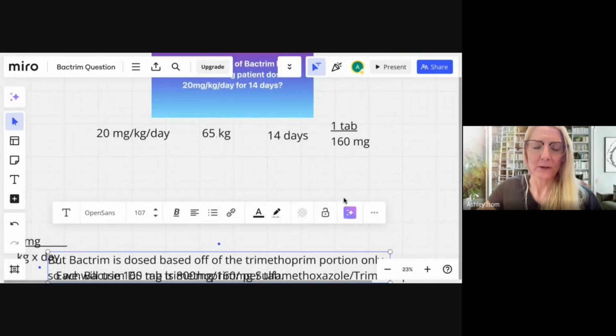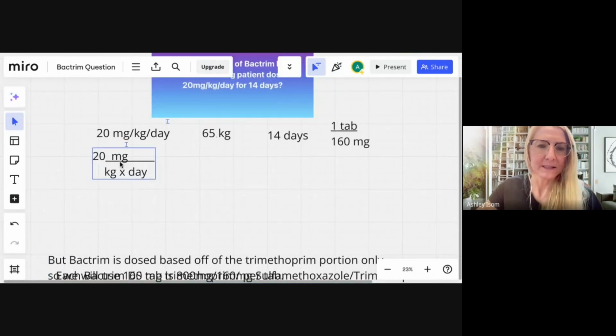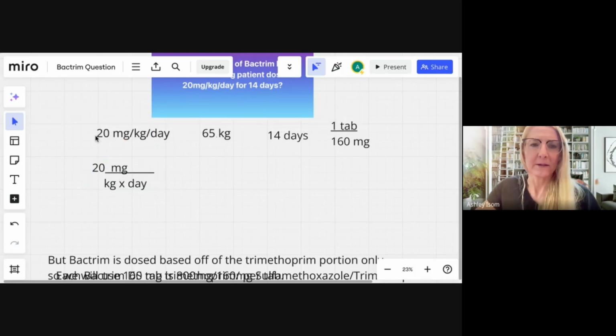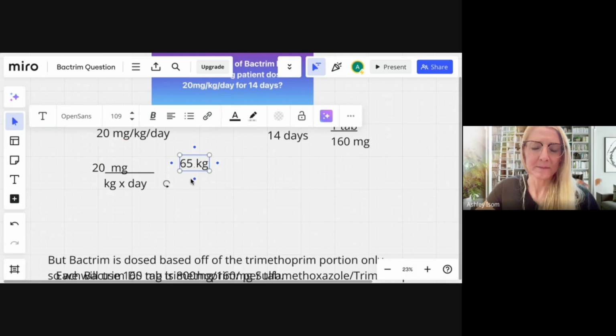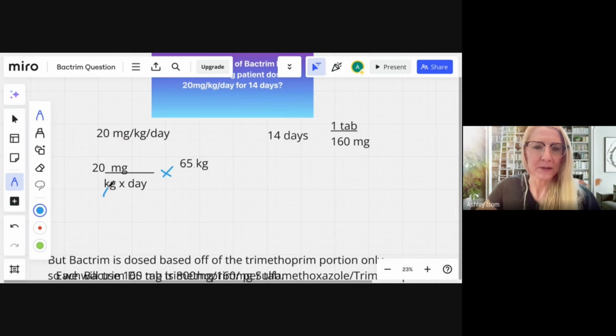To show you how I like to use dimensional analysis. So rather than writing the 20 milligram per kilogram per day this way, I find it easier to write it 20 milligrams on top, and then kilograms times day on the bottom. I can pull my kilograms over here, and it could be understood that 65 kilograms, I'm putting a times in between. I can cross out our kilograms.